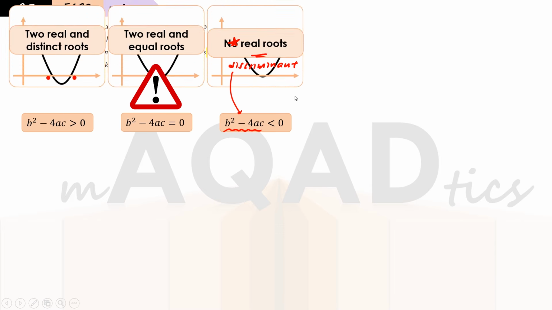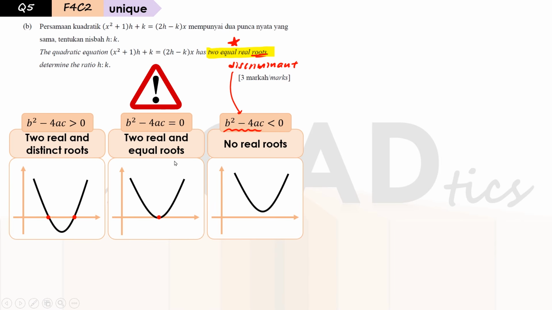And the answer is b squared minus 4ac equals 0. Because two equal real roots means it only has one value of x. You can see in this graph it only touches the x-axis at one point. So it would be b squared minus 4ac equals 0.